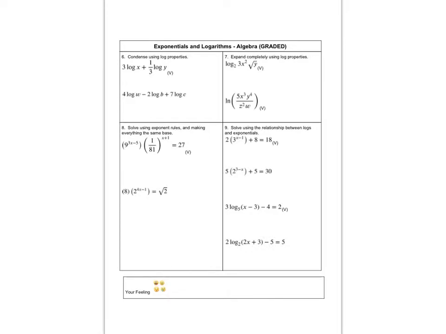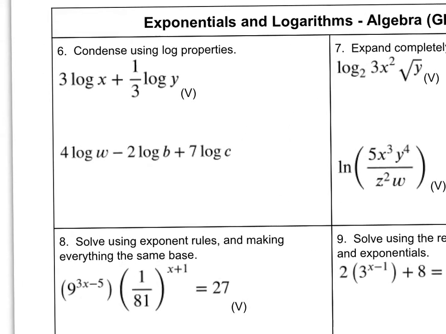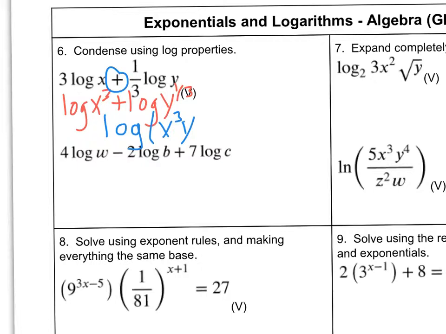Next up, we've got some log properties. We've got to do some condensing. And I'm going to start with my powers. So we're looking at log of x to the 3 plus log of y to the 1/3. Now if I'm adding, I'm going to multiply on the inside. So this is going to be log of x to the 3, y to the 1/3.